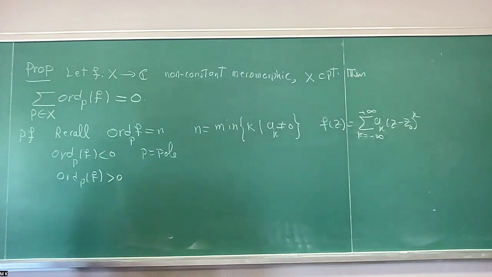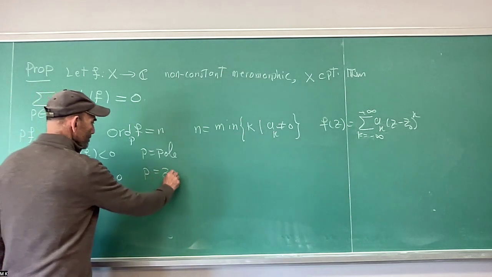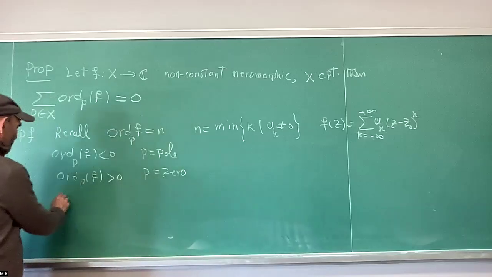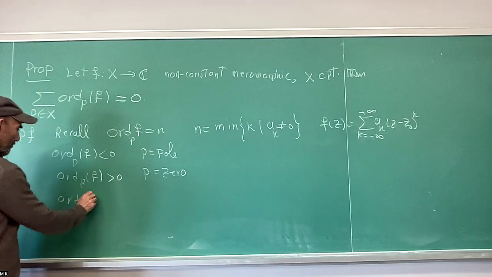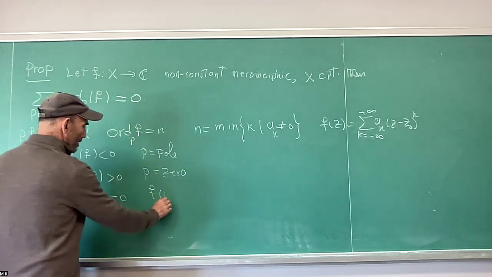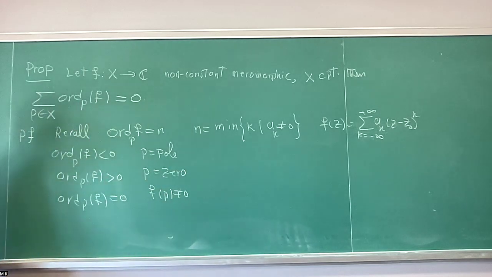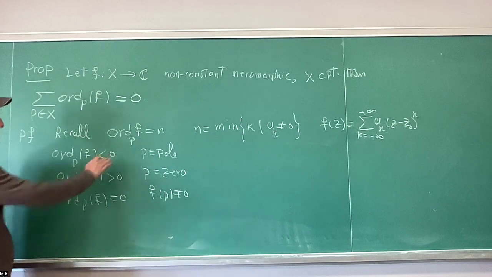Okay, so the order is positive if p is a zero, and the order at p of f is equal to 0 if f of p is different from 0. It's just a point where the function is different from 0. Okay, so this is just background.